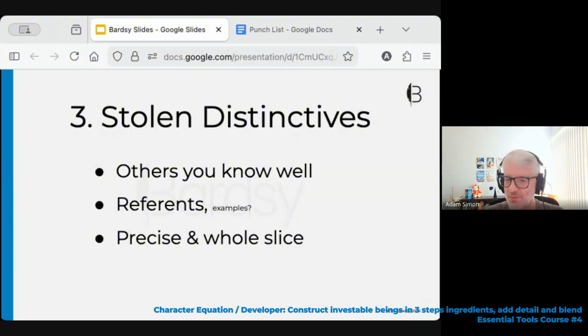The easiest way to do this is to find someone you know really well and steal, right? So this character has my dad's sense of humor, or this character reminds me of Superman, or this character, whatever, right? Find a specific person that you know and steal something from them. Again, be very precise about what you're stealing. We don't want this to be willy-nilly.